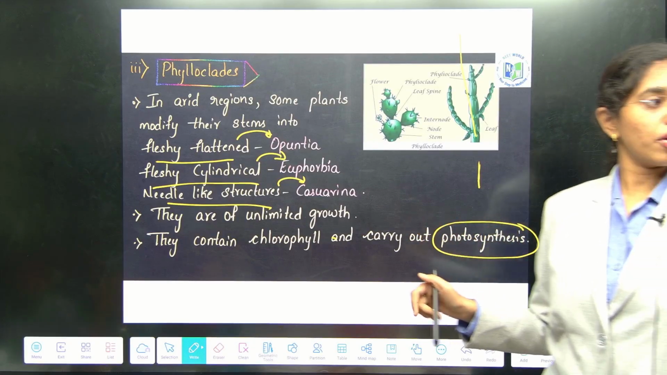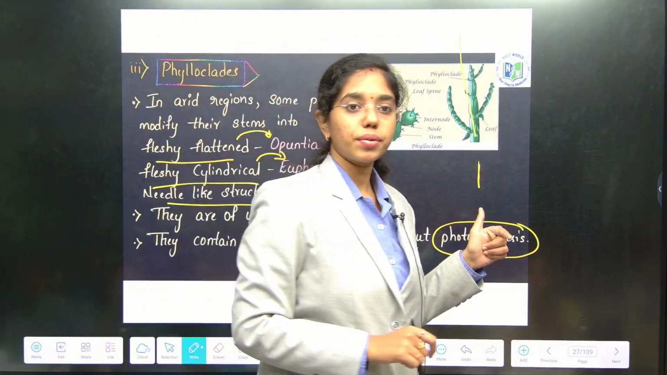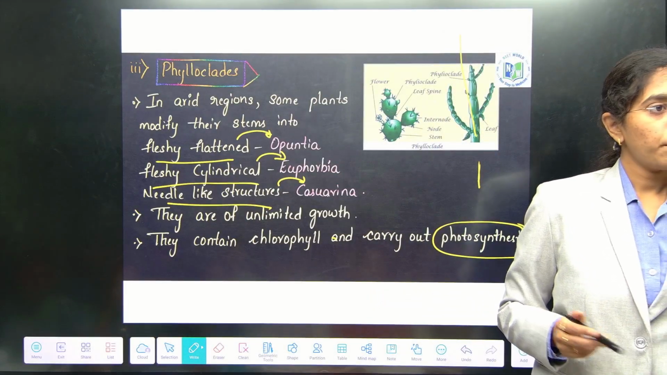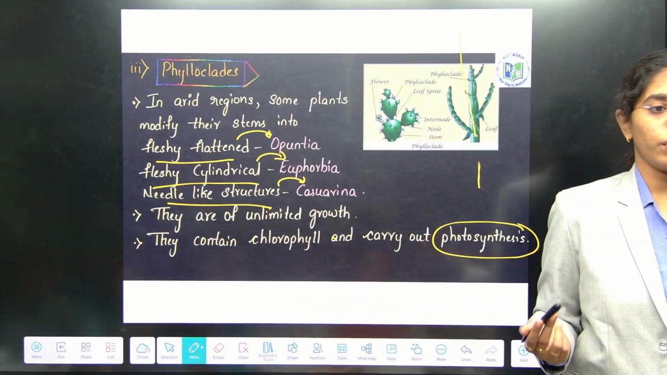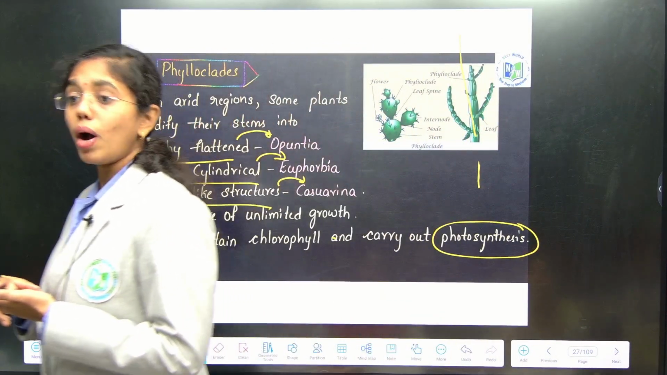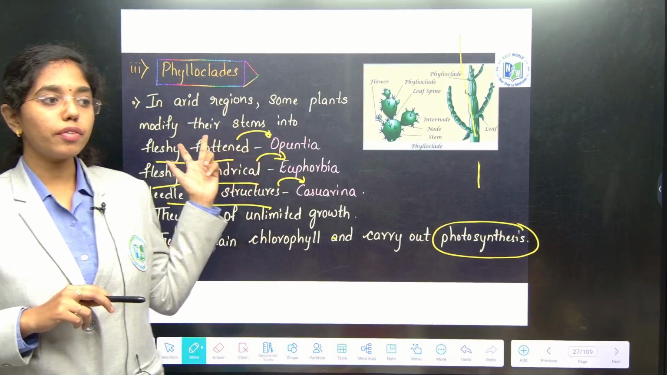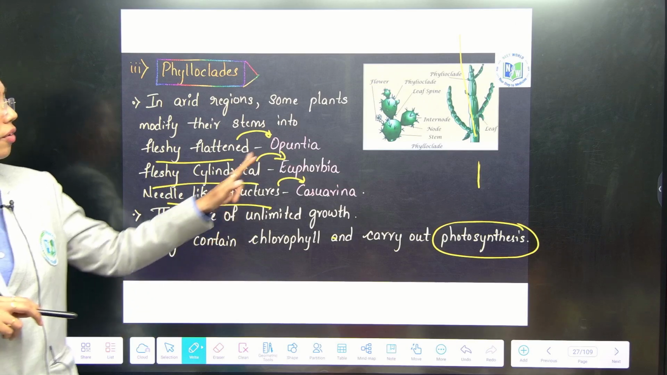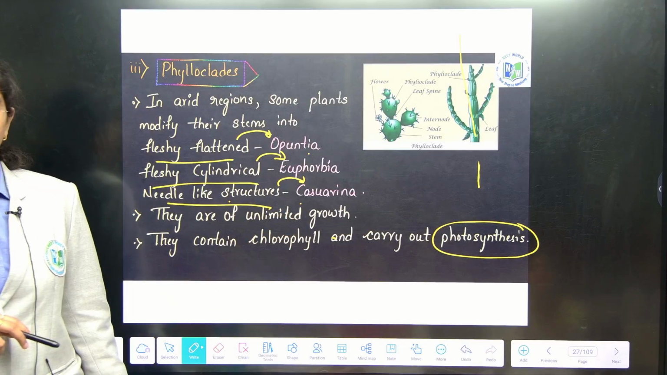Clear with this? Stem tendril modification, tell me. Terminal bud modification is grapevine. Very good. Gourds? Axillary bud modification, examples? Pumpkin, watermelon and one more? Cucumber. Second is what? Thorns. Examples? Citrus and bougainvillea. Third is what? Phylloclades. Here the stem is modified to fleshy structures. Fleshy flattened, opuntia; cylindrical, euphorbia; and needle-like, casuarina.